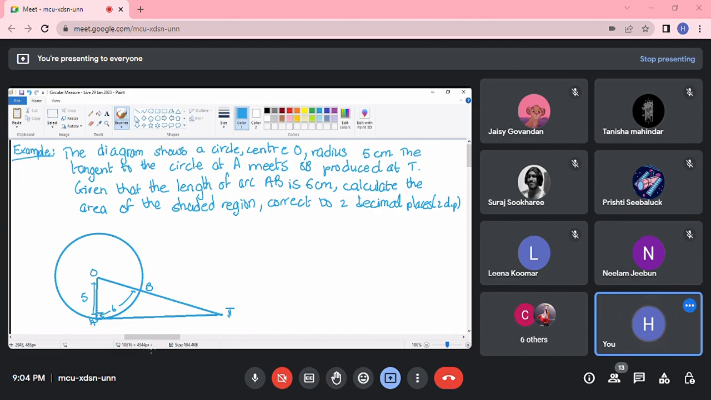So as we can see, we have a right angle triangle here because AT is a tangent to the circle at A. Whenever we have a tangent to a circle at a point, it is at 90 degrees with the radius of the circle. Okay, so we have to find the area of the shaded region. The shaded region is this part. So to find its area, we will first calculate the area of the right angle triangle OAT, and then the area of the sector OAB. Then we take the area of the triangle minus the area of the sector OAB to get the area of the shaded region. It is a bit similar to the last example.